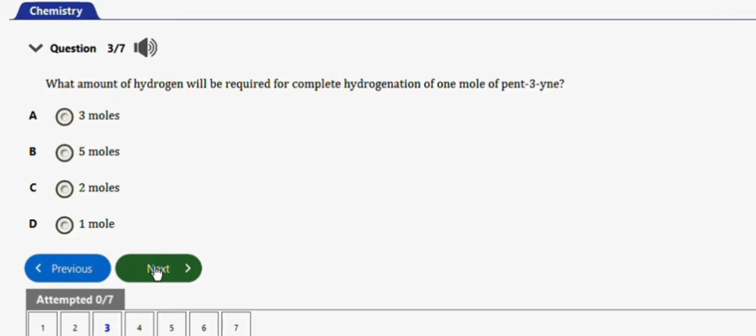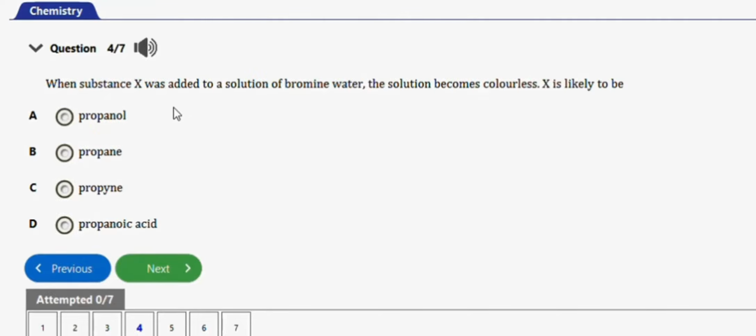The next question will be this one. It says, when substance X was added to a solution of bromine water, the solution becomes colorless. X is likely to be a propane, guys. So that's the answer, option C, propane.